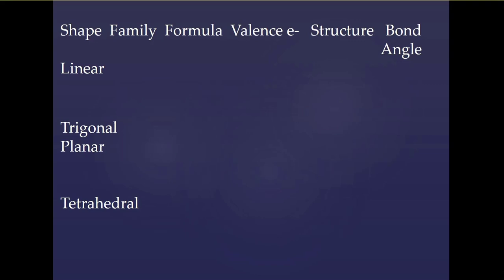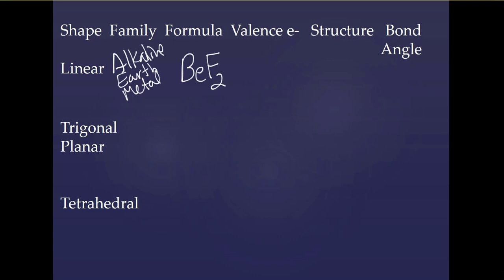So there's a family associated with each shape. Let's start with the linear shape. In the linear shape, we have the alkaline earth metal family. Some of the smaller alkaline earth metals, when they bond with nonmetals, actually form more of a covalent bond than an ionic bond. And our example formula would be beryllium fluoride.